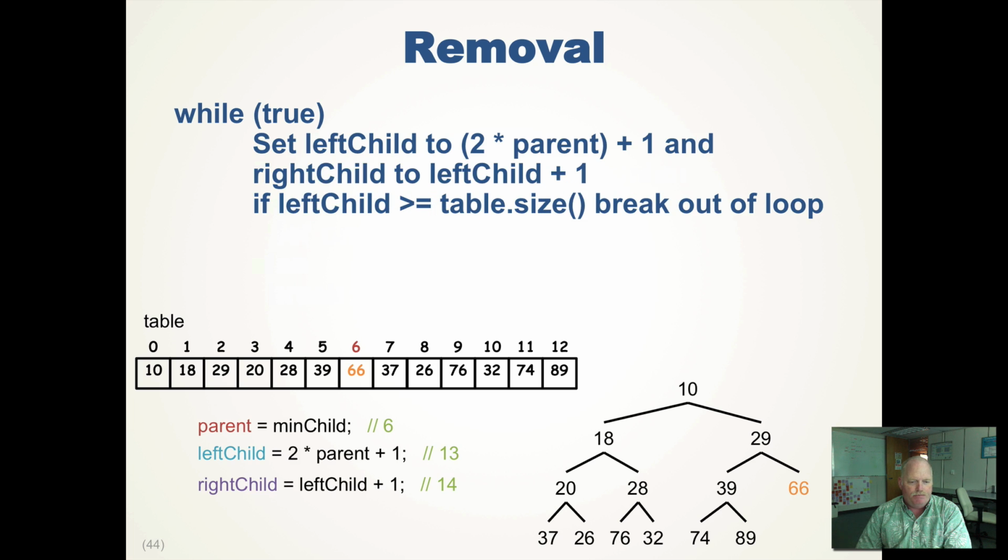We check the children. Left is now 13, right is 14, but our array is only size 13, so it's greater than or equal to the size. So we're done, because 66 does not have any children. And so we have restored the heap to a correct heap again. And so we break out of the loop, and we are done.